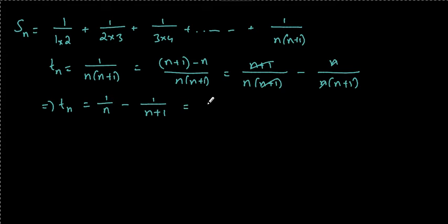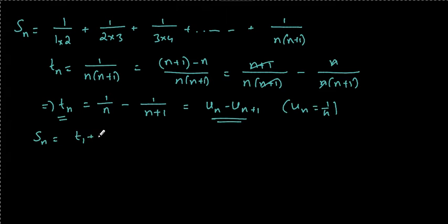Now this is of the form un minus un plus 1, where un is equal to 1 by n. So if you can write every term as difference of two consecutive terms of another sequence, then the summation of this series becomes easier. Let's see.